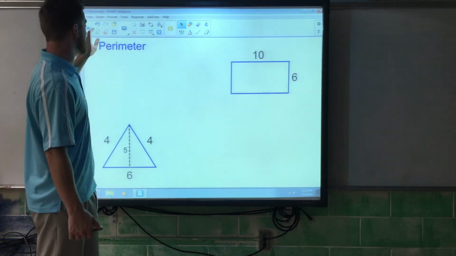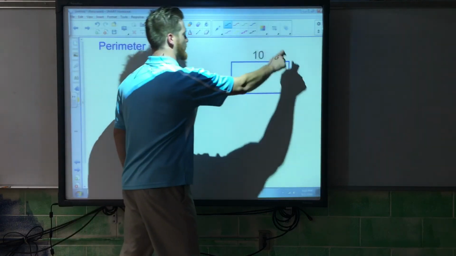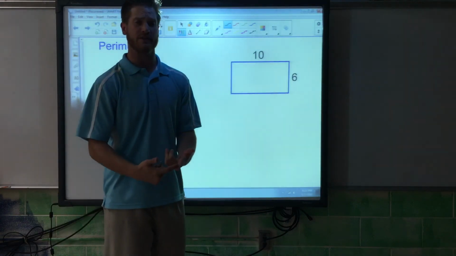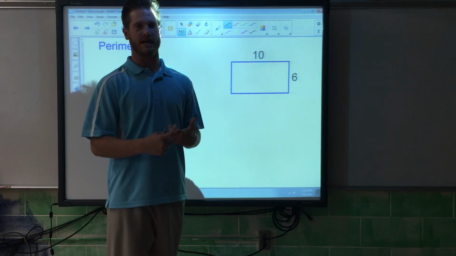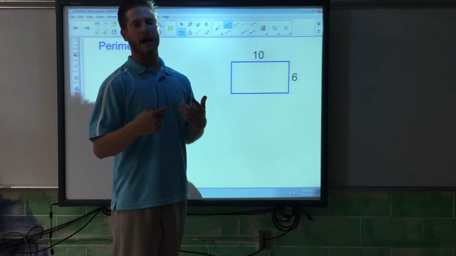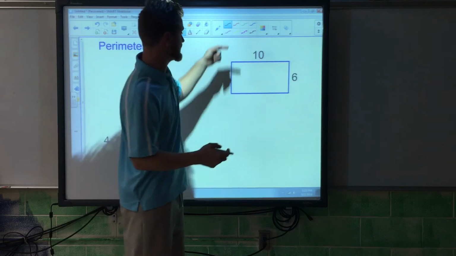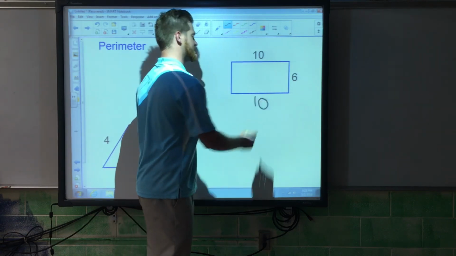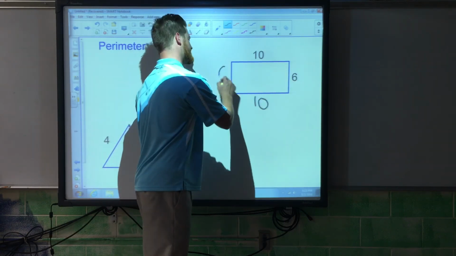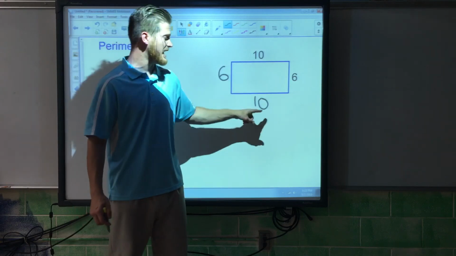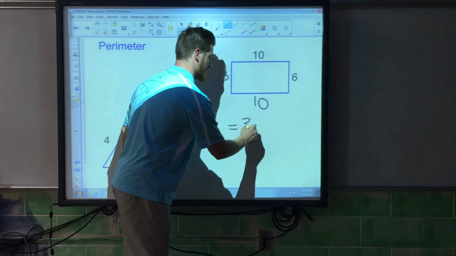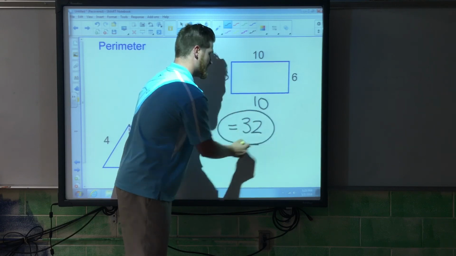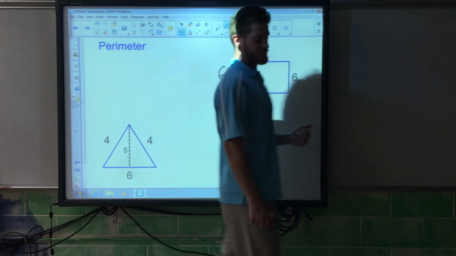Now when finding perimeter, since it's the entire distance around an object, to find it all you have to do is add up all the sides. In this case we're not given the length of every side, but we know that opposite sides of rectangles are the same. So if my top is 10, this bottom length is going to be 10, the right side is 6, the left side is also going to be 6. When I add up 10 plus 6 plus 10 plus 6, that gives me 32. So the perimeter of this rectangle would be 32.